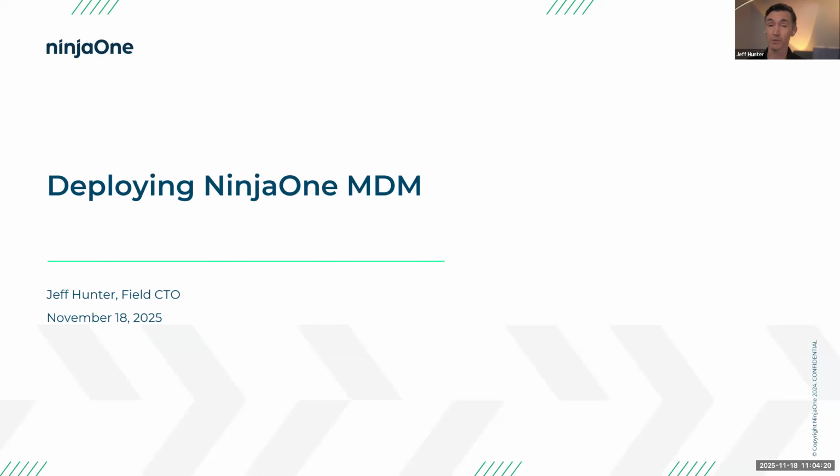So in this one, we're almost wholly focused on just the basics. How do we actually get devices into NinjaOne in as quick and as streamlined a manner as possible?